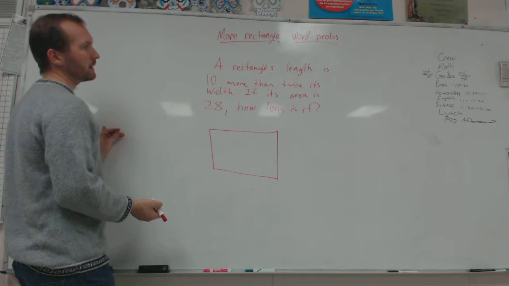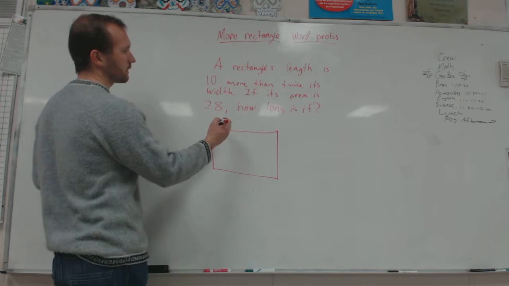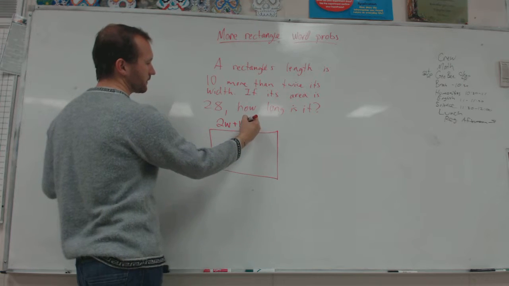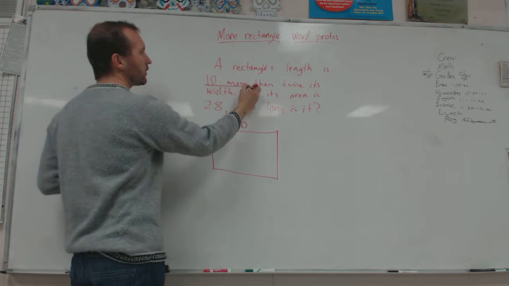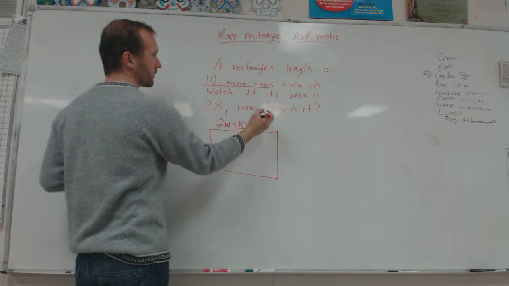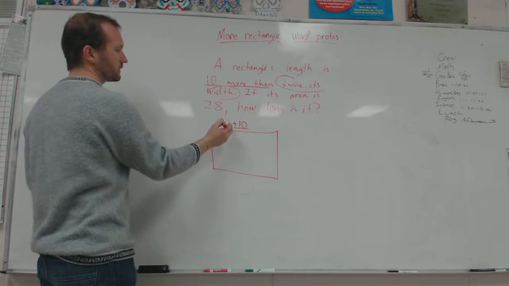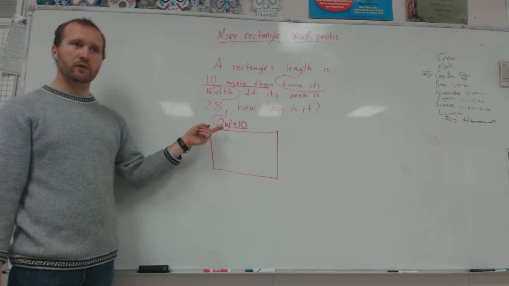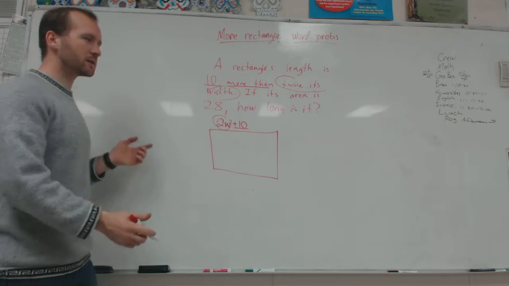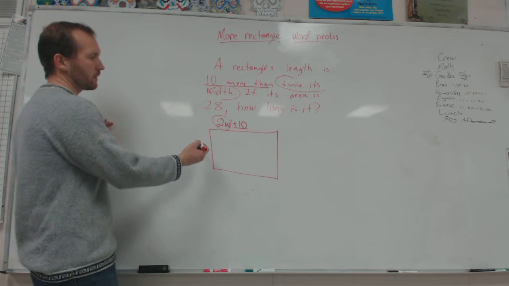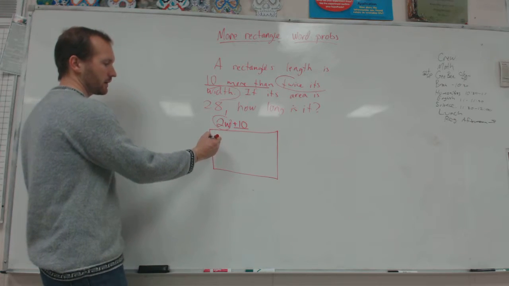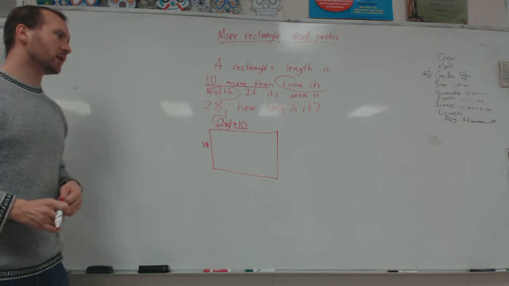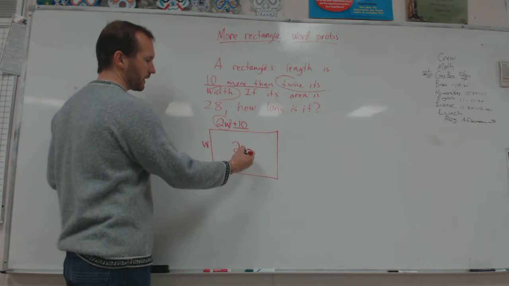One side is going to be twice the other side plus 10. So I'm just turning this sentence, 10 more than, into the plus 10. Twice its width is the 2w. But instead of writing 10 plus 2w, it's usually easier if you write the 2w first, because when we start distributing, you're going to want it in that quadratic form, with the w's first. So the other side is just w, it's unknown, and the area is 28.